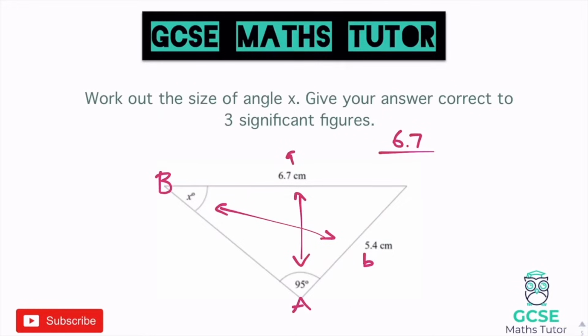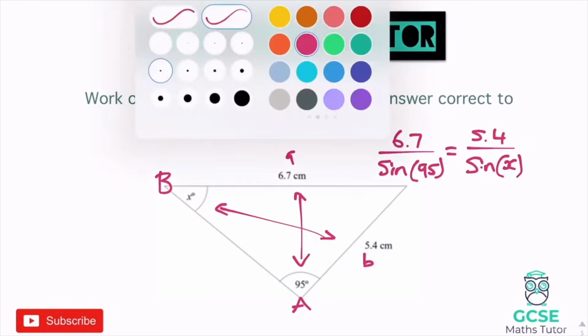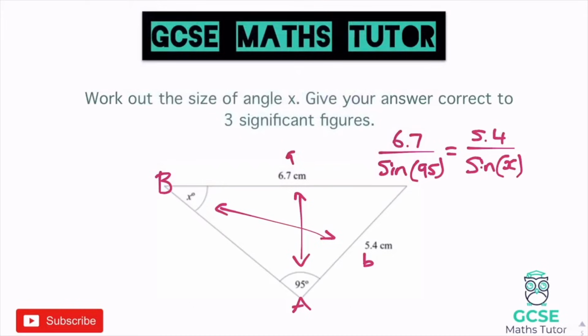6.7 over sine 95. And that would be equal to 5.4 this time over sine x. Now you can actually use the sine rule like this, and obviously we could do quite a bit of rearranging here to get that x on its own. But what we want to do is get this sine x part on its own. And if we times that to the other side now, it's going to go onto the top of the fraction here, and it's not really going to be on its own in that first step.